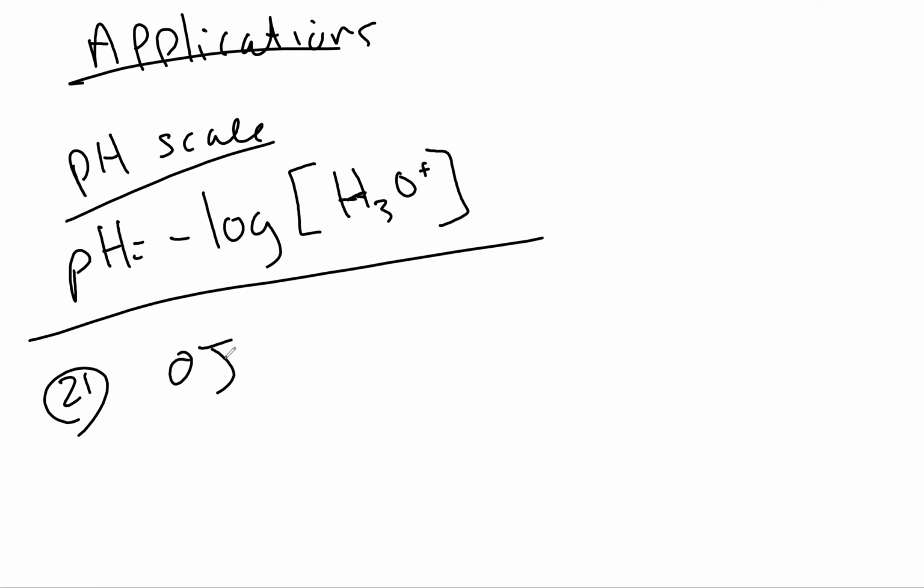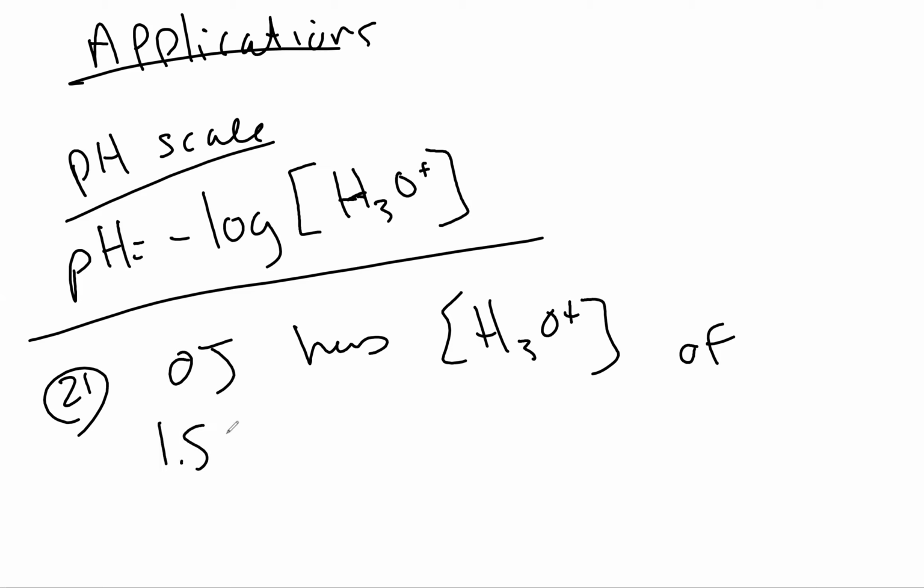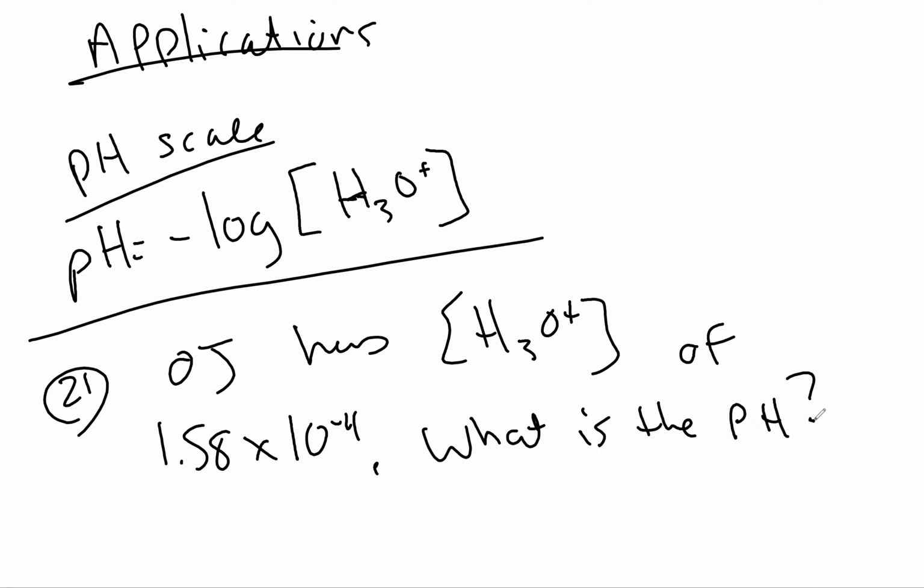Orange juice has the H3O plus, whatever that means. Hey, look, here's the number. Remember, we're mathematicians right now. 1.58 times 10 to the negative 4. The question: what is the pH of orange juice?